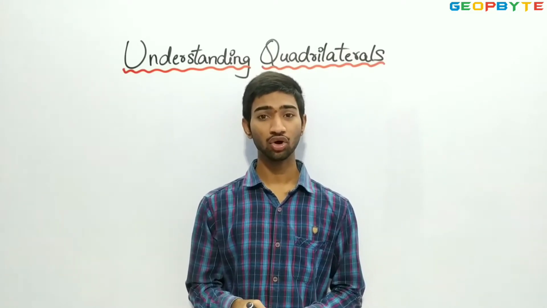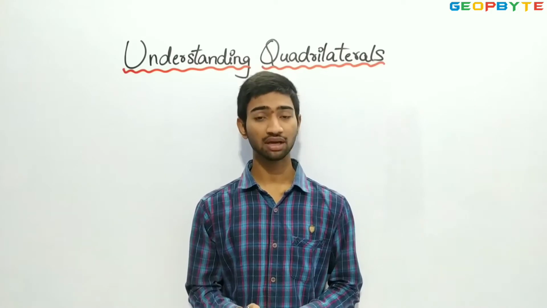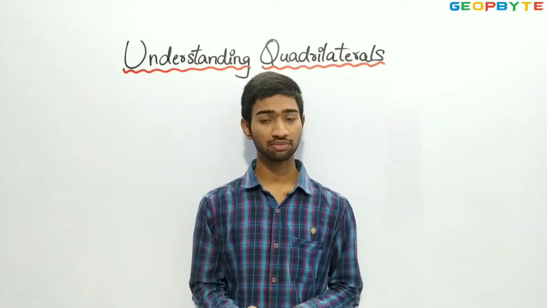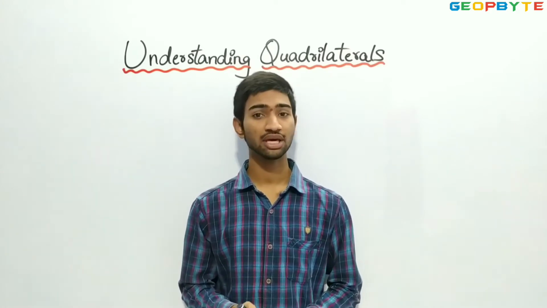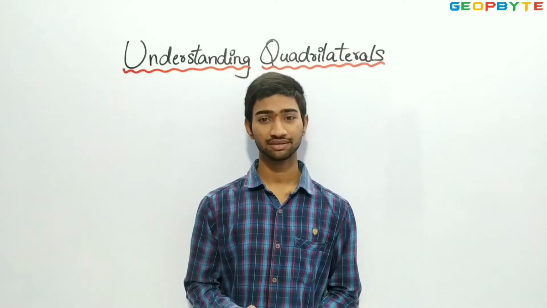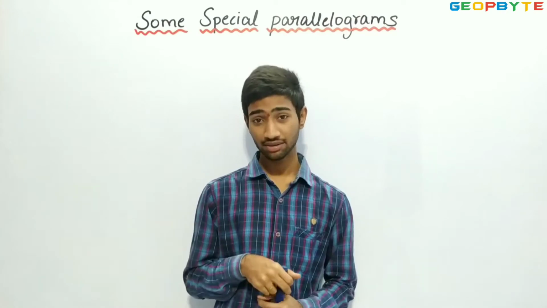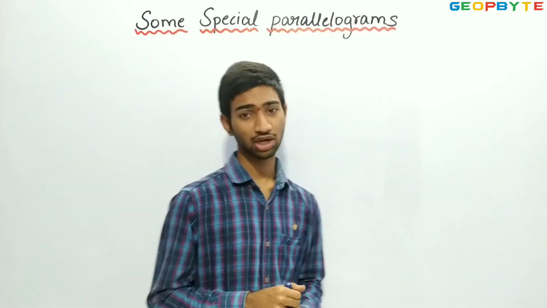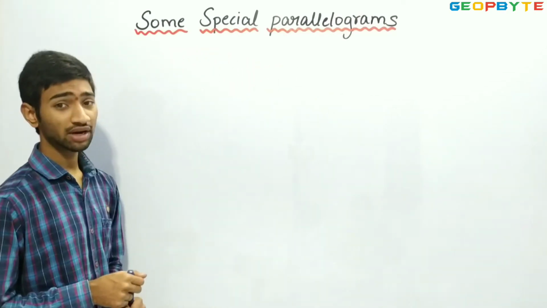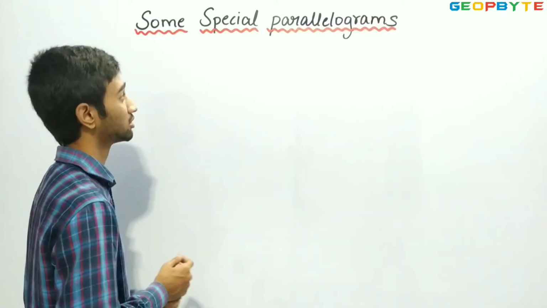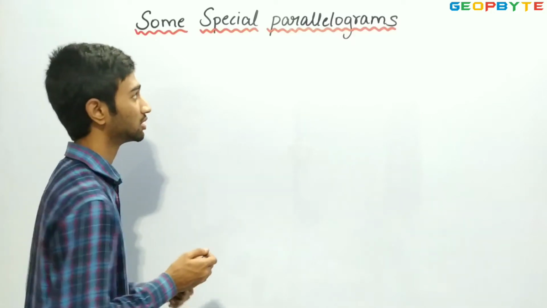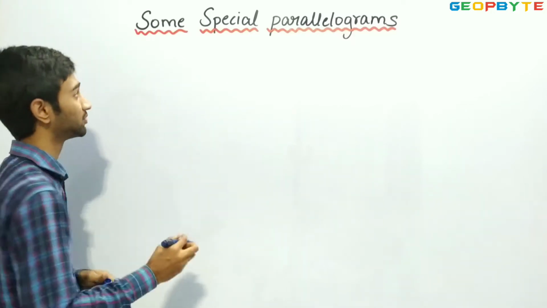In this video we are going to discuss the topic some special parallelograms, and we are also going to discuss example problems 7 and 8. Now let us see some special parallelograms. We have different kinds of parallelograms that are known as some special parallelograms. So first let us see a rhombus.